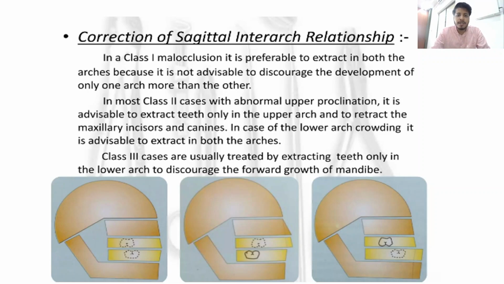In most class 2 cases with abnormal upper proclination, it is advisable to extract teeth only in the upper arch and to retract the maxillary incisors and canines. In class 2 cases with class 2 molar relation, usually we will extract upper fours, that is upper first premolars. In class 3 cases, usually we will extract the lower first premolars to discourage the forward growth of the mandible. In a class 1 molar relation case, we will usually extract upper and lower first premolars.